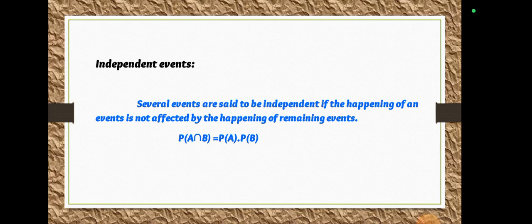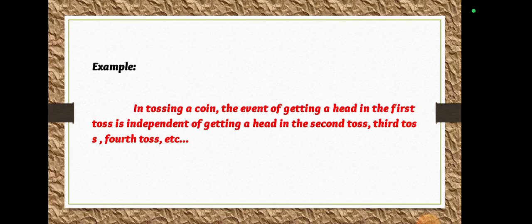Independent events. Several events are said to be independent if the happening of an event is not affected by the happening of the remaining events. That is, the probability of A intersection B is equal to P(A) times P(B). Example: in tossing a coin, the event of getting a head in the first toss is independent of getting a head in the second toss, the third toss and the fourth toss, etc. The head does not affect the tail.